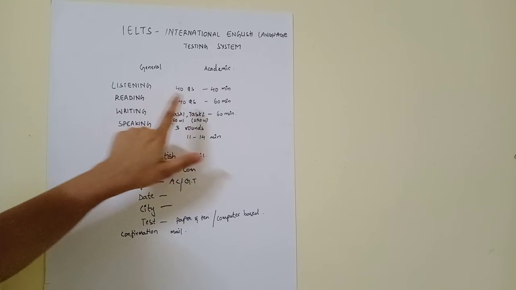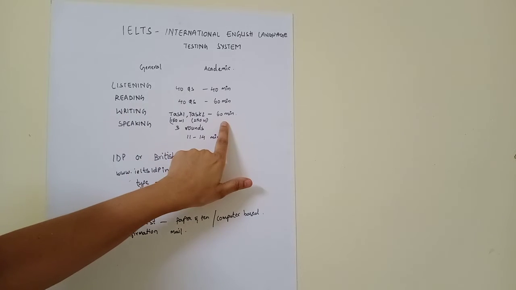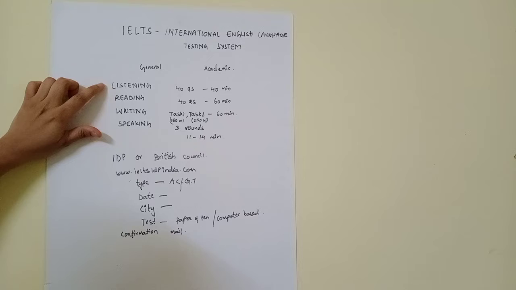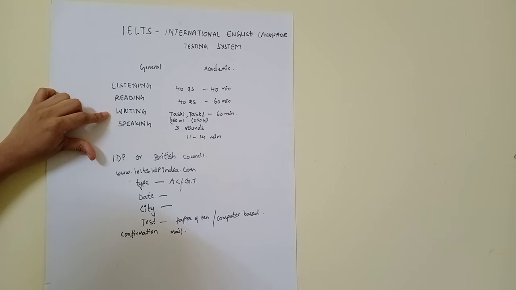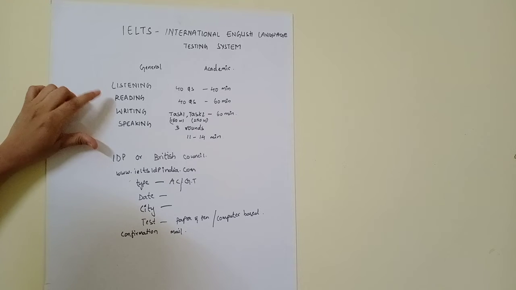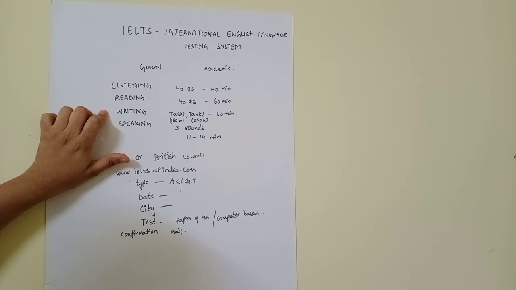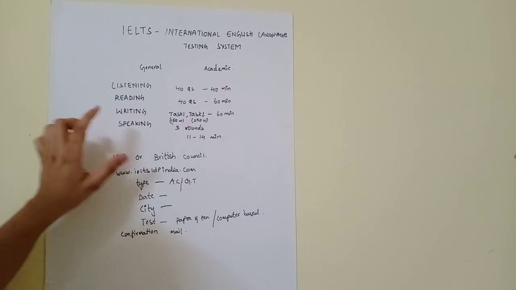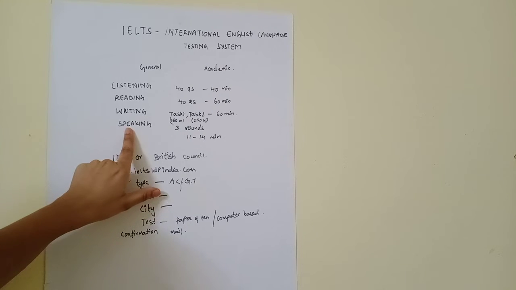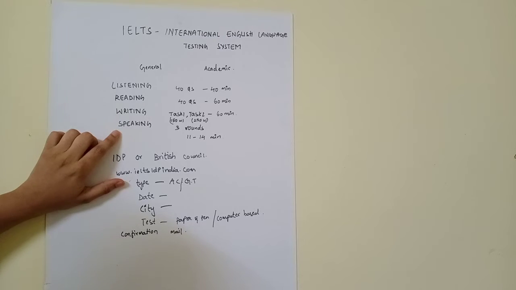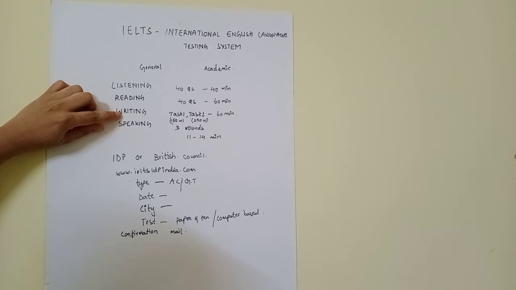Coming back to the test format, listening, which is your first test, is going to be for 40 minutes, reading for 60 minutes, writing for 60 minutes, and speaking for 11 to 14 minutes. Listening, reading, and writing tests will be conducted on one day, that is on the date which you have registered for, and they are going to be conducted at a stretch. That means there will be no break in between the tests for 2 hours and 40 minutes. Whereas the speaking test will be scheduled 1 week before or after the listening, reading, and writing test date.